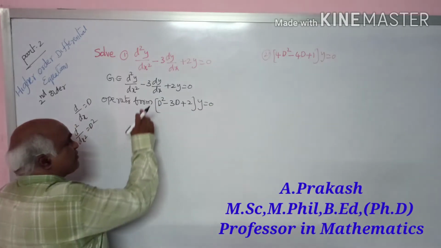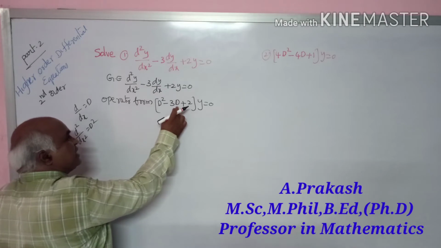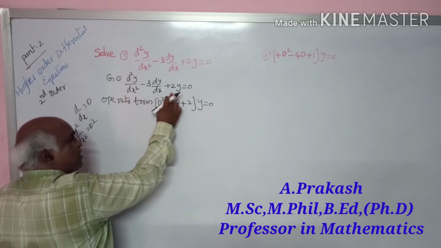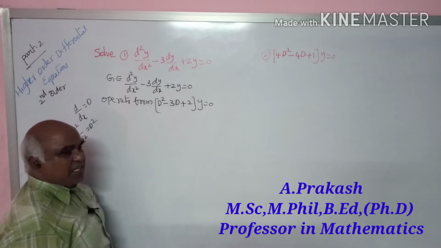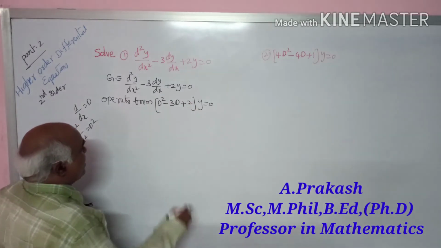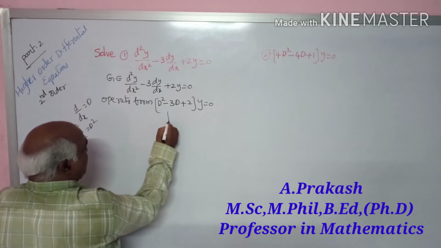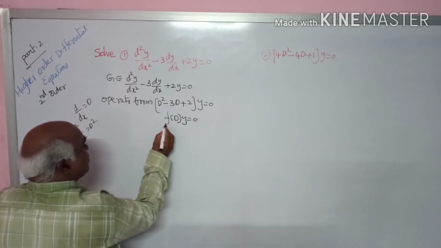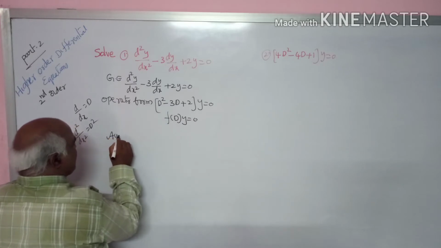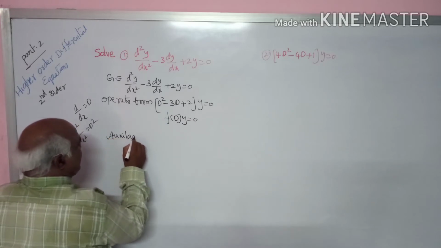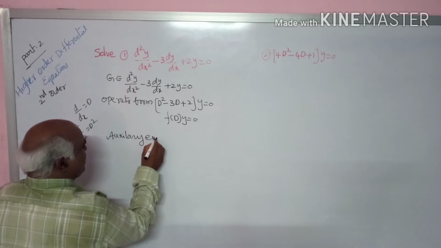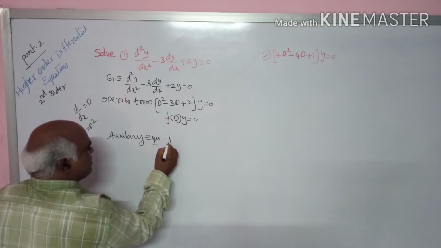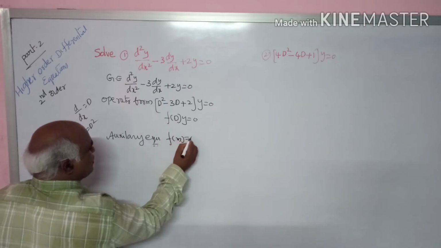How to write the operator form? d by dx is D, d square by dx square is capital D square, and for the whole equation y is common. This is called the operator form. After writing the operator form, it is in the form of f of D into y equal to 0. Next, write the auxiliary equation. For writing the auxiliary equation, replace D by m, f of m equal to 0.